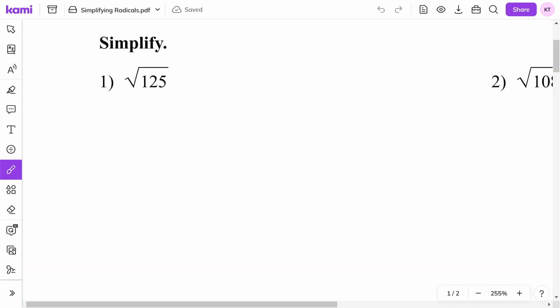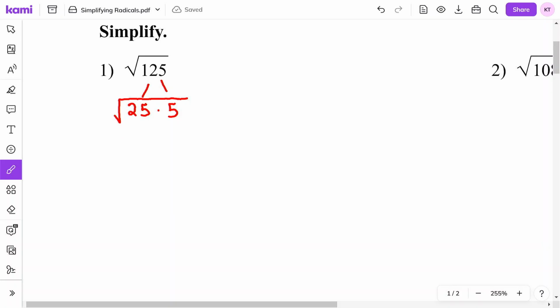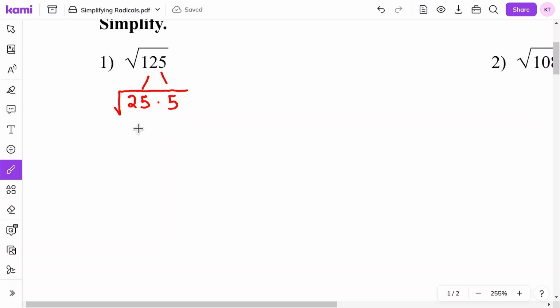So in our first example, we have the square root of 125. And so I'm going to think to myself, what is the greatest possible perfect square which I can divide 125 by? And that number is going to end up being 25. So 25, and then the other number that I have to multiply 25 by to get to 125 is going to be 5. Okay? So now this is great because the square root of 25 is equal to 5. So I can just pull out a 5 then.